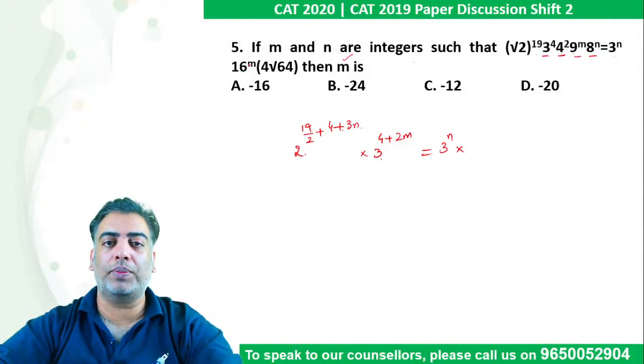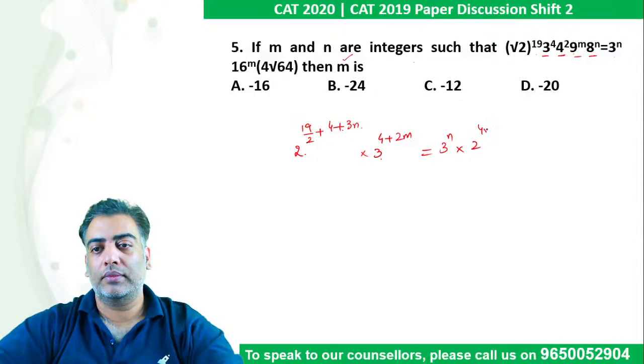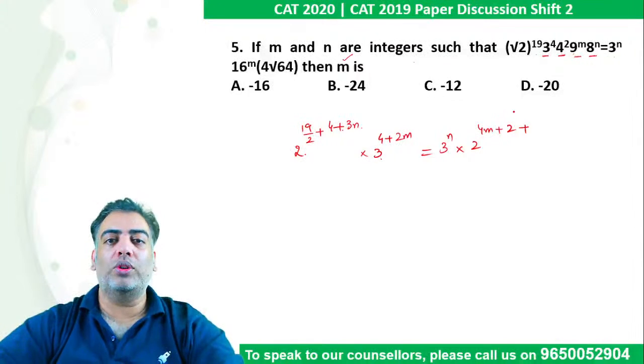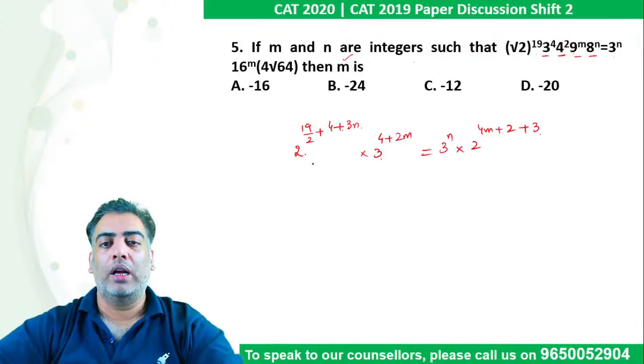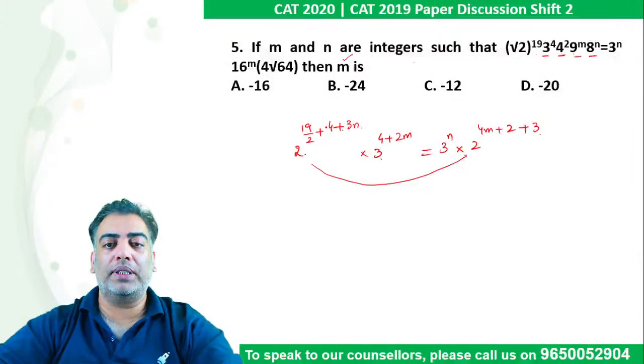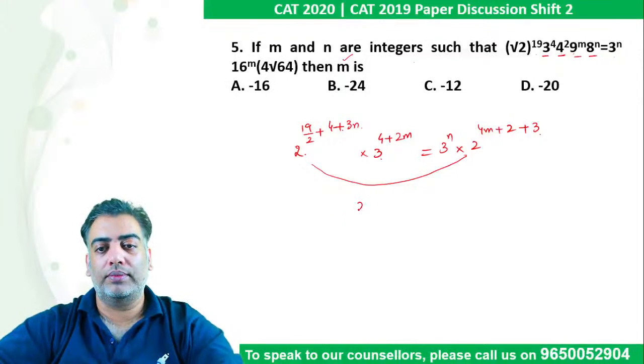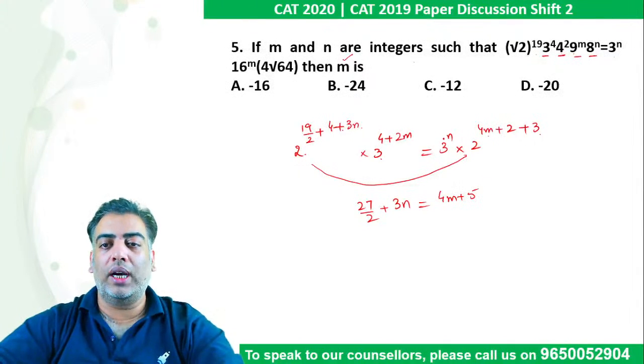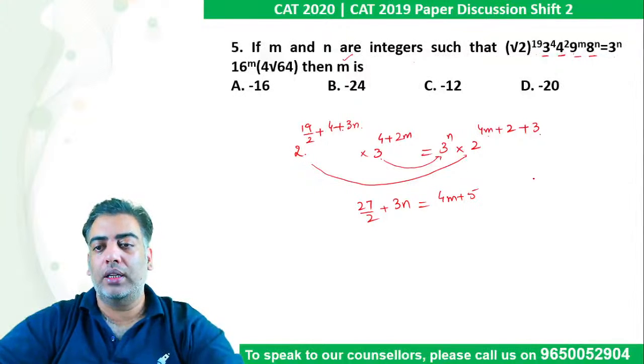So this is 2 raised to power 4m. 4 is 2 square, which is 2. And root 64 is 8. And 8 is 2 cube, which is equivalent to 3. So bases are the same, powers must be equated. So 19 plus 4 by 2 is effectively 19 plus 8 by 2, which is 27 by 2, plus 3n equals 4m plus 5. On the other side, when we equate the powers of 3, 4 plus 2m equals n.